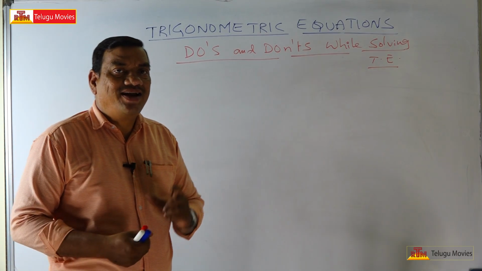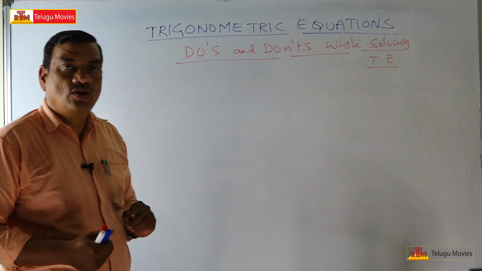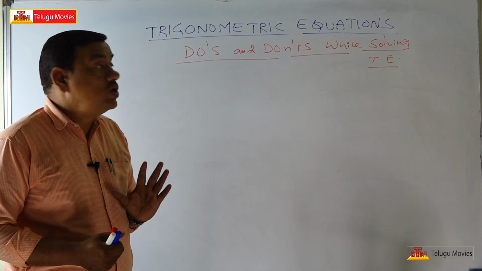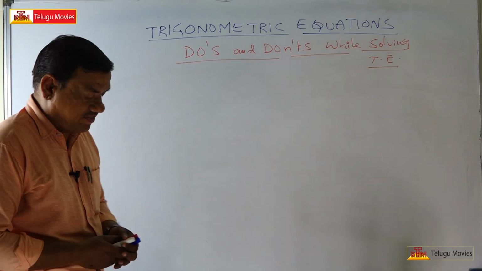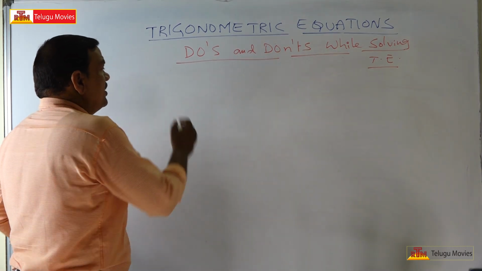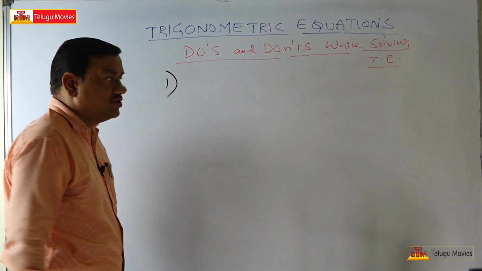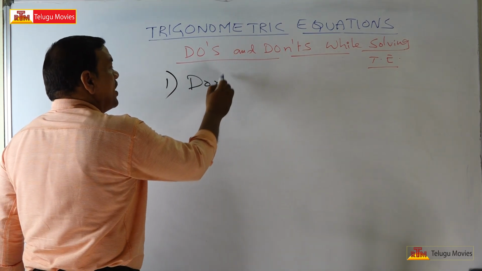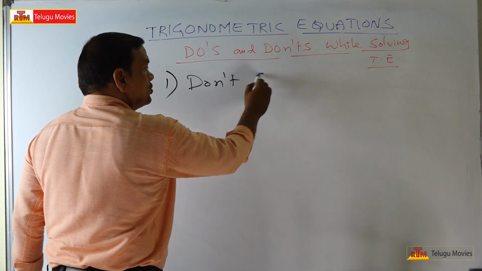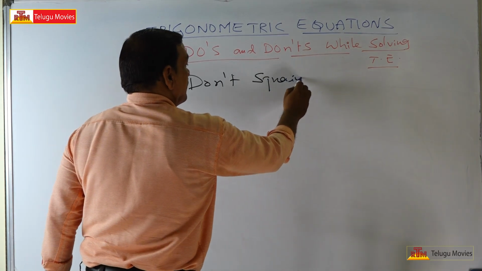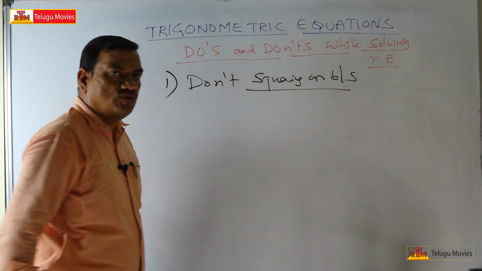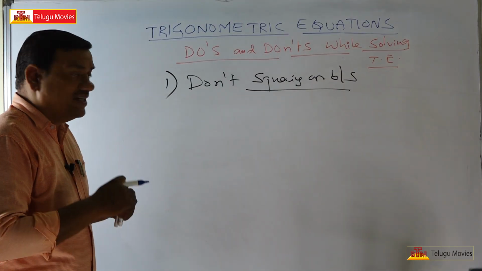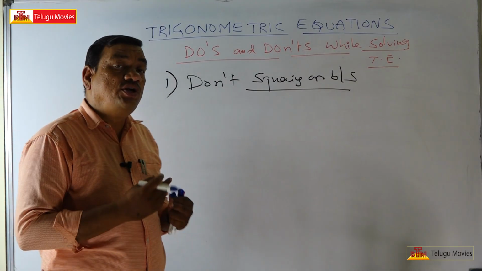Dear students, let us see what the do's and don'ts are while solving trigonometric equations. The first thing is: don't square on both sides. Don't do that unless it is necessary; only then should you square.